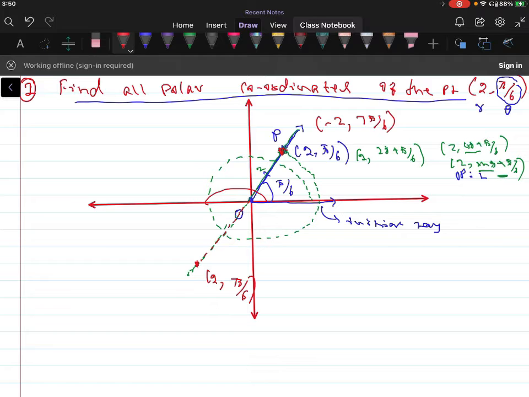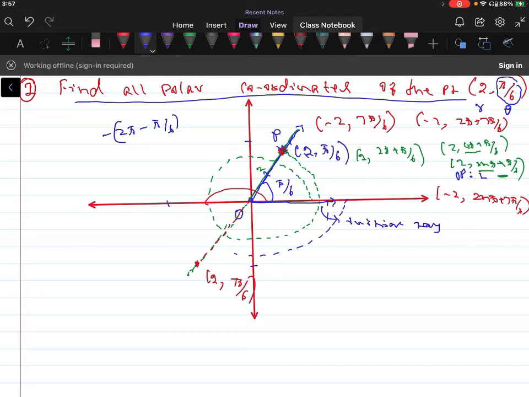Similarly, if you take one more round of the circle, it can be written as (-2, 2 pi plus 7 pi by 6). If you repeat n times, we get (-2, 2n pi plus 7 pi by 6). If we measure an angle in the clockwise direction, this angle can be written as minus pi by 6.